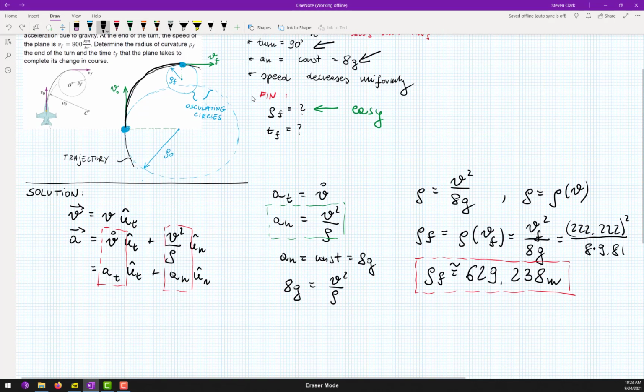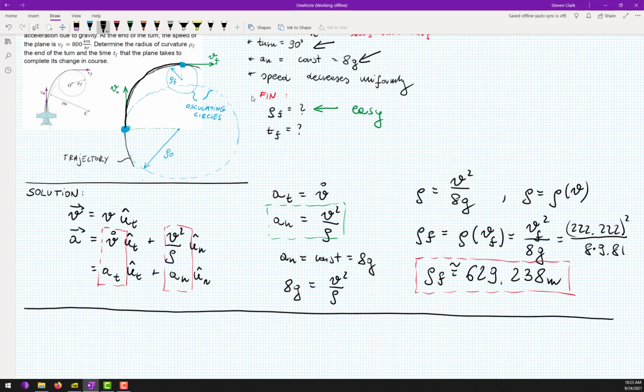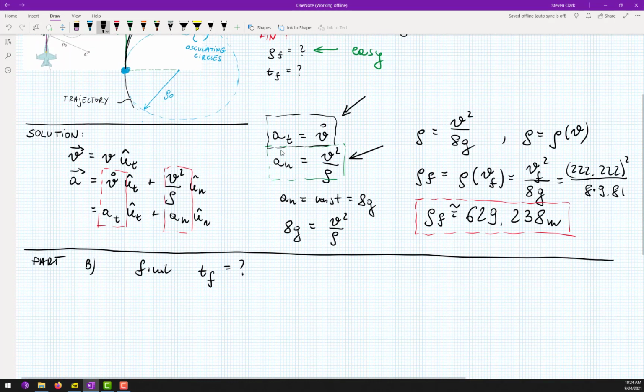Okay, part B. Find TF. So I believe that we use this expression in our part A. So how about using this guy in our part B, okay? I think we cannot squeeze anything else from the other expression. Let's now focus on the other one.